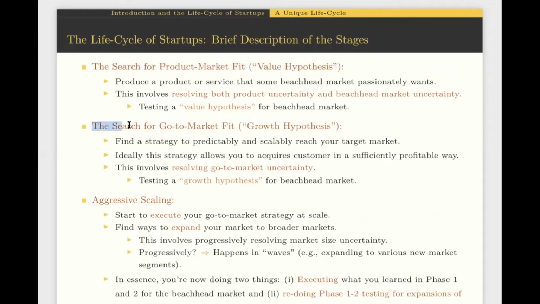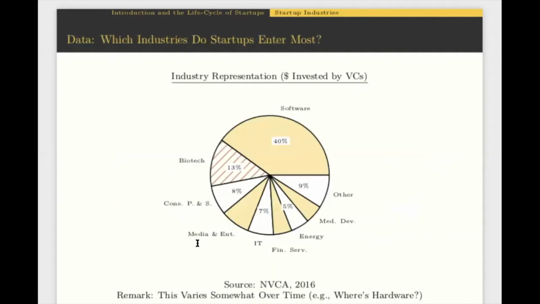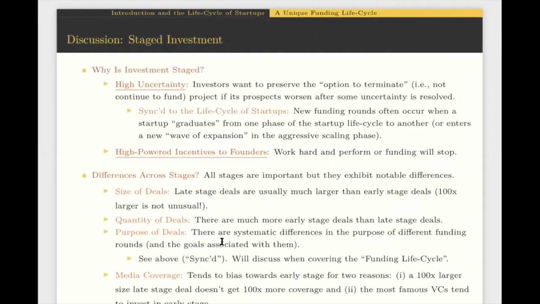The next funding round is to help them get a go-to-market fit, and then we tend to break down the aggressive scaling into other objectives related to expanding market and executing in a go-to-market strategy. So these things tend to be in sync, right? The funding life cycle tends to be in sync with the startup life cycle.